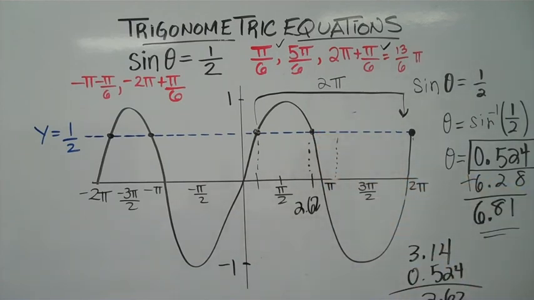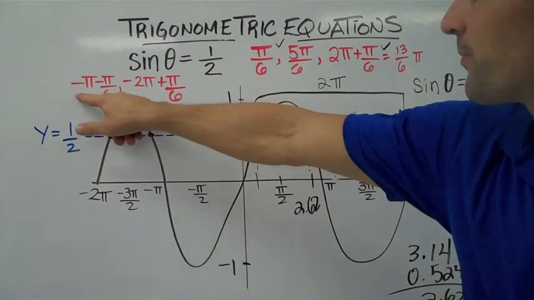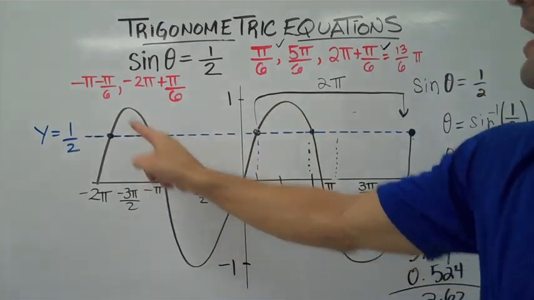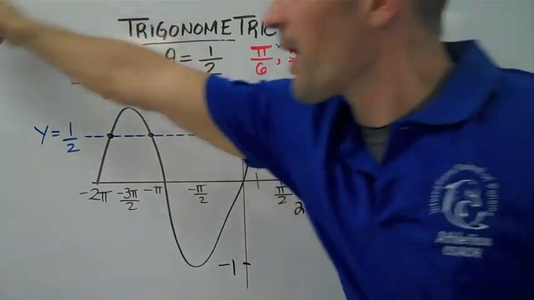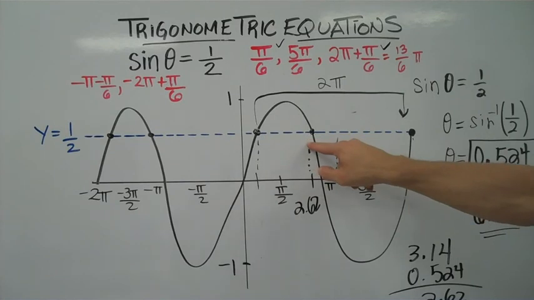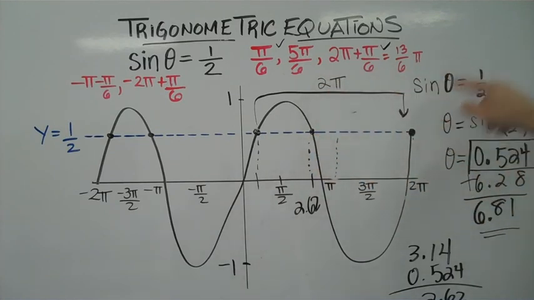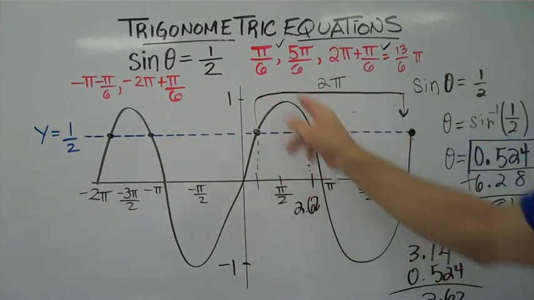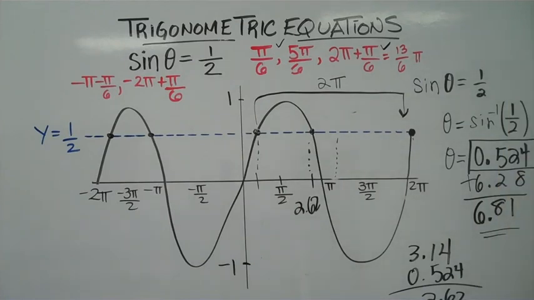I could certainly do the same thing in the negative direction, finding negative pi minus pi over 6, and then again going 2 pi that way to find another solution. If I found this solution and this solution, I just keep on adding 2 pi, or subtracting 2 pi to find my additional solutions.